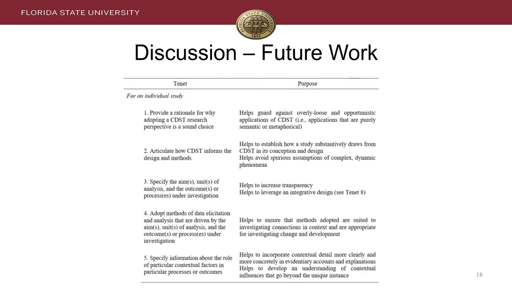To conclude, we'd like to synthesize the methodological lessons we got from this review, and we refer to them here as tenets. Now, the table on this slide and the next slide synthesize these and show these tenets in relation to an individual study or a program of research. Briefly, for individual studies informed by complexity theory, our systematic review suggests that studies should provide a rationale for adopting complexity theory in the first place. In addition, they should articulate how complexity theory informs the design and methods. Studies should specify the aims, units of analysis, and the outcomes or processes under investigation.